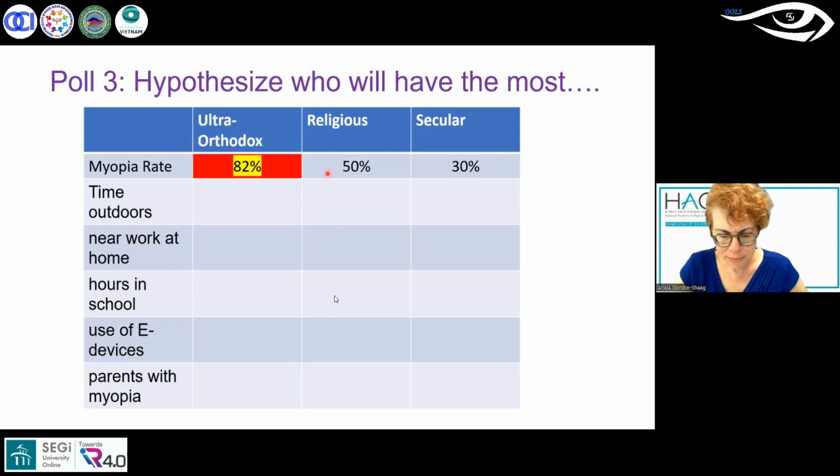And there we go. I'm just sharing the results with you, Prof. Okay. So yeah, I can see the results. So you think that the secular kids will spend the most time outdoors, that the ultra-Orthodox kids will be doing the most near work at home. They'll be spending the most time in school. The secular kids will spend the most time in front of electronic devices. And the ultra-Orthodox kids will have the most parents with myopia.